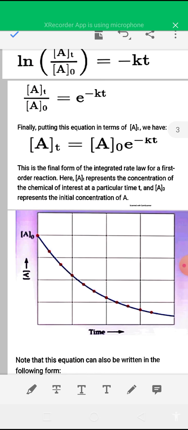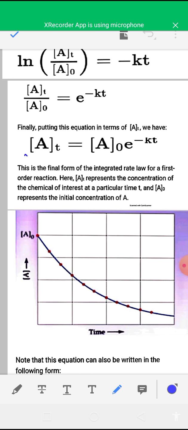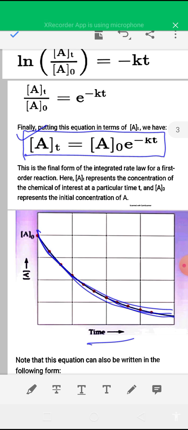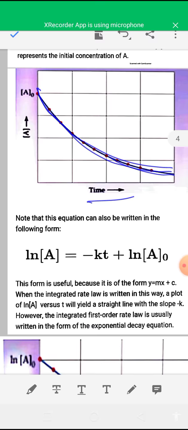So for first order reaction the integrated rate law equation becomes At, that is concentration of reactant after time t, is equal to A naught, that is initial concentration of reactant, into e to the power minus Kt, where K is the rate constant and t is the time. Okay, if you draw a plot of concentration of reactant versus time, you will see that the concentration of reactant will decrease exponentially. Okay, this is for first order reaction.